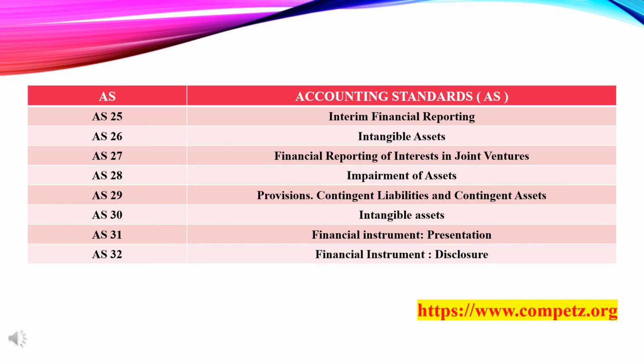AS26 is intangible assets. AS27 is the financial reporting of interests in joint ventures. AS28 is impairment of assets. AS29 is provisions, contingent liabilities and contingent assets. AS30 is intangible assets. AS31 and AS32 are both financial instruments, children. See here, AS31 is the financial instruments presentation and AS32 is the disclosure of financial instruments.